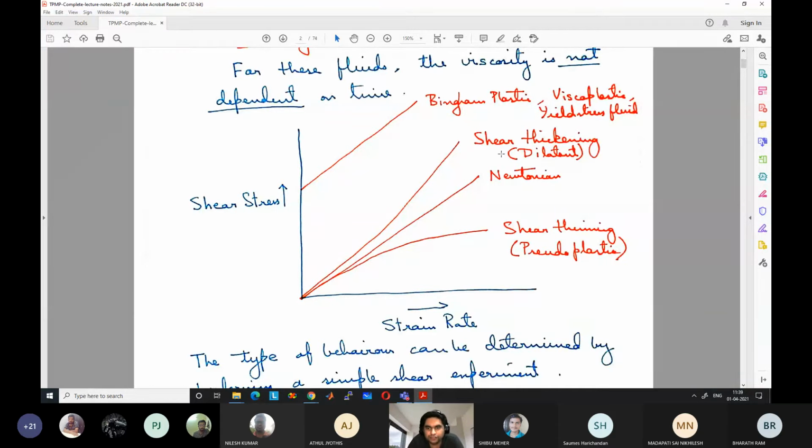Okay, for a Newtonian fluid it will be constant. For other cases it will be a variable, but still it can be represented in a similar way. Okay, a similar type of equation, but with some modification. There is another type of fluid which is known as Bingham plastic.